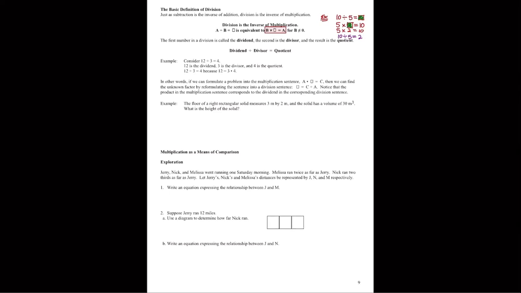That's something that helped me. There's different ways to help people remember it, though, you know. So the example here, 12 divided by 3 is 4. 12 is the dividend, 3 is the divisor, 4 is the quotient. And just reiterating what I said before, 12 divided by 3 is 4 because 12 equals 3 times 4, all right?